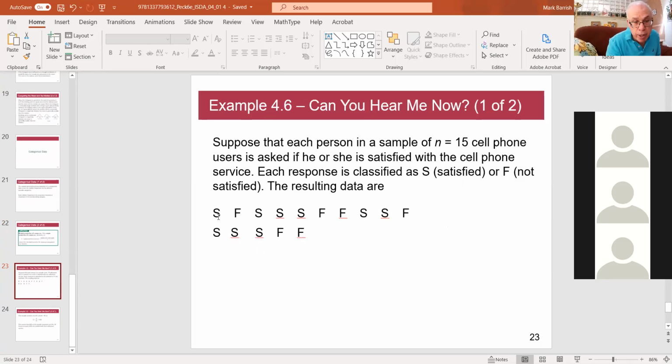Well, you just count the number of S's. There's 1, 2, 3, 4, 5, 6, 7, 8, 9. So 9 out of the 15 answered yes. Right? Makes sense? And that's 60%, so 0.6 is our sample proportion of people who said they're satisfied. It's that simple.